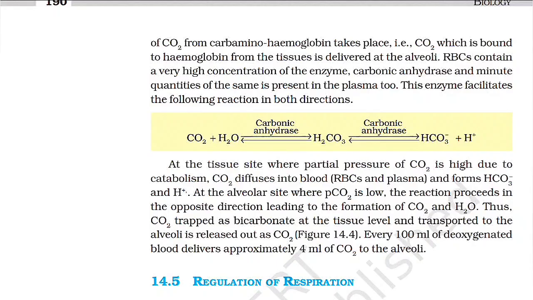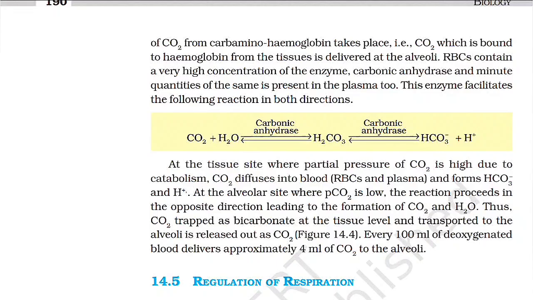RBCs contain a very high concentration of the enzyme carbonic anhydrase, and minute quantities of the same is present in the plasma too. This enzyme facilitates the following reaction in both directions. That is, CO2 plus H2O, carbonic anhydrase, converts it into H2CO3, and again carbonic anhydrase converts it into HCO3 minus plus H plus.